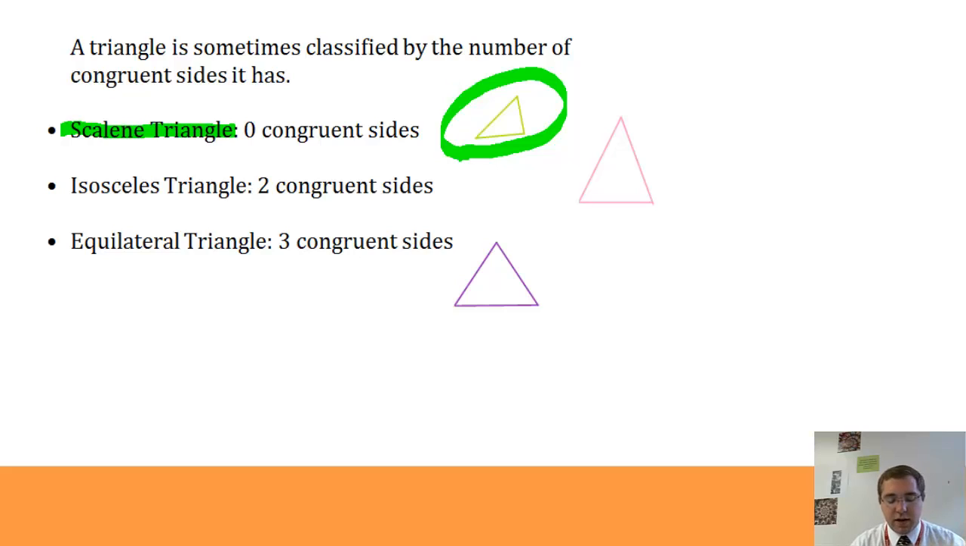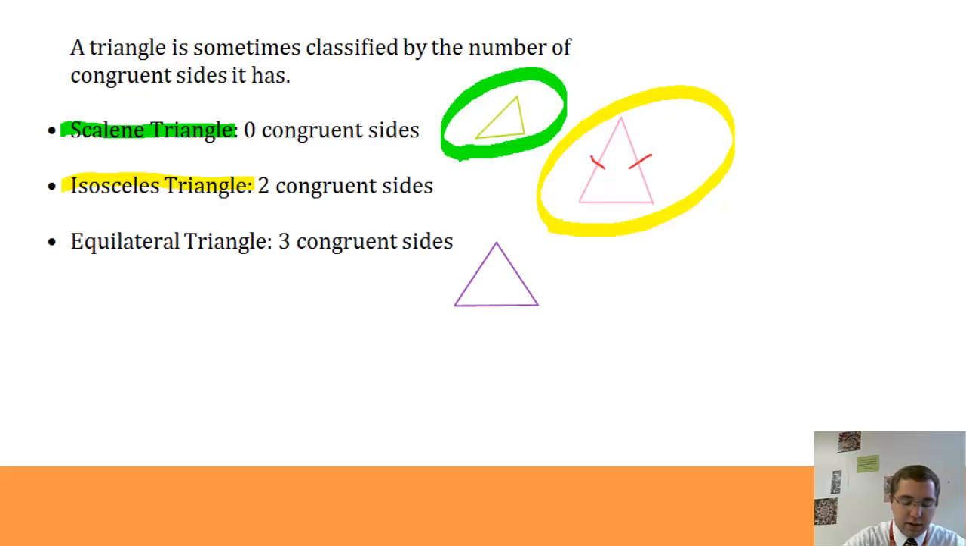An isosceles triangle is a triangle that has two congruent sides, so one pair of congruent sides. This triangle is an isosceles triangle because this side and this side are congruent. And I can tell that they're congruent because of those two marks that I just made on the diagram. So if we see those two marks on the sides of our triangle, then we know that those sides are congruent. They are equal in length.